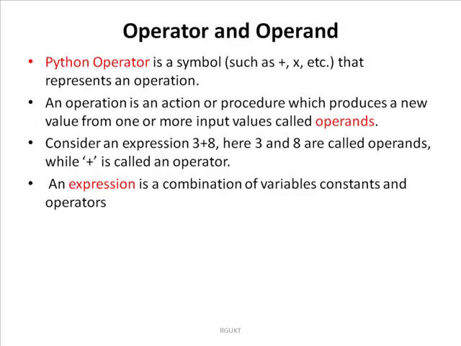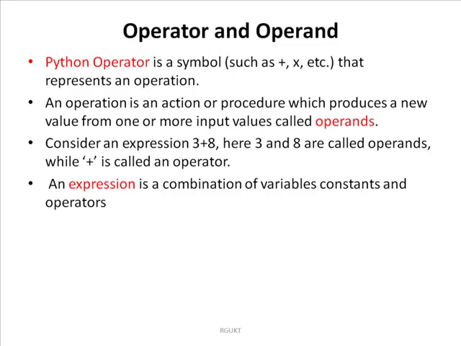So first we are going to see what is an operator and operand. A Python operator is a symbol, like the addition, subtraction, and multiplication symbols, that represents an operation. For example, if you want to make an addition, we use the addition symbol. If you want to go for multiplication, we use the multiplication symbol.